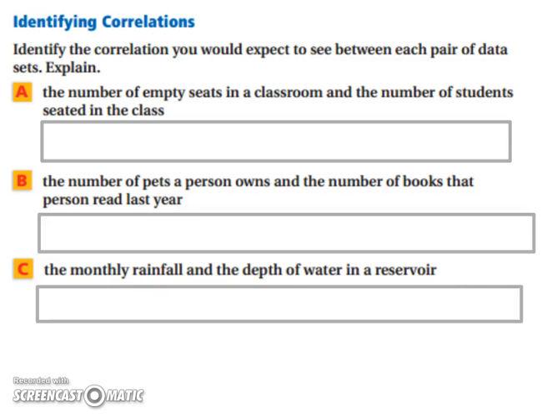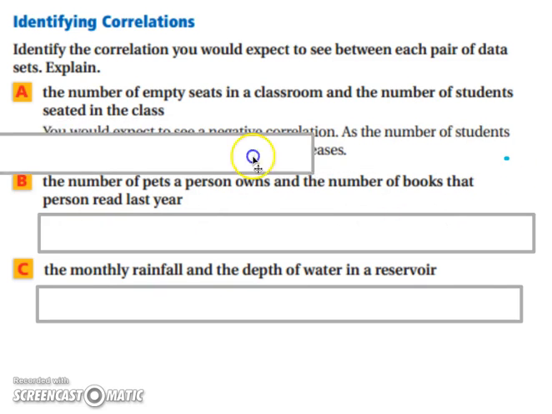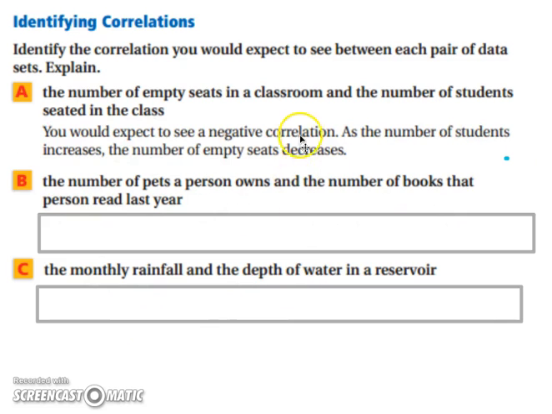Now let's try identifying correlations. Identify the correlation you would expect to see between each pair of data sets. Let's try the first one. The number of empty seats in a classroom and the number of students seated in the class. Well, you would expect to see a negative correlation. As the number of students increases, the number of empty seats decreases.